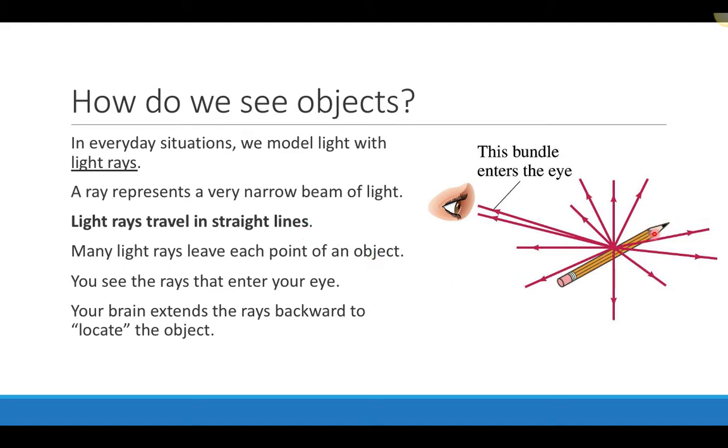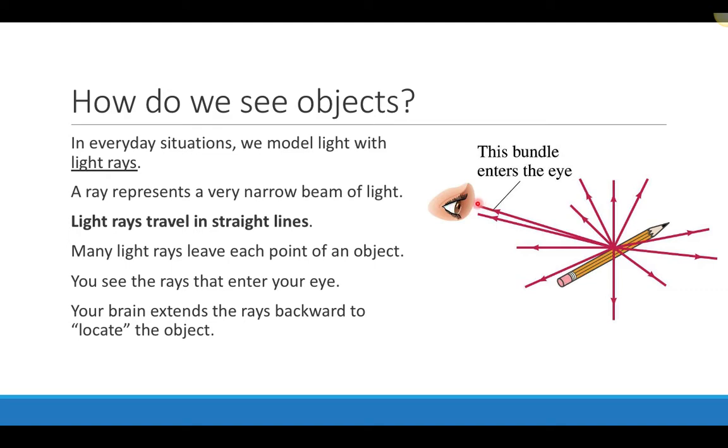In this particular picture, we have a pencil, and we're looking at a particular point on the pencil right here. This pencil is in a room that is lit, so lots of rays of light hit the pencil, and they reflect off of the pencil in all possible different directions. And then there's an eye over here. A small bundle of those rays of light that reflect off of the pencil surface actually hit the eye.